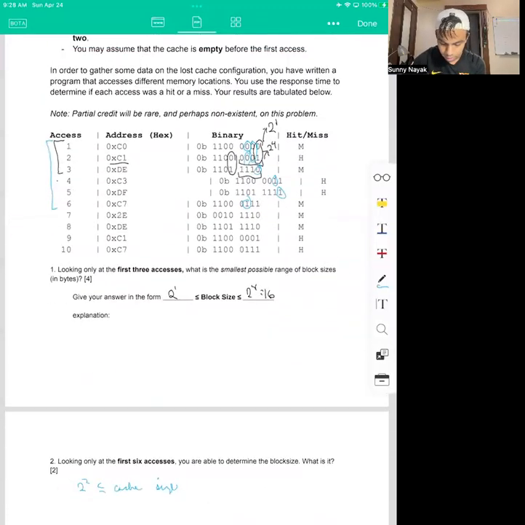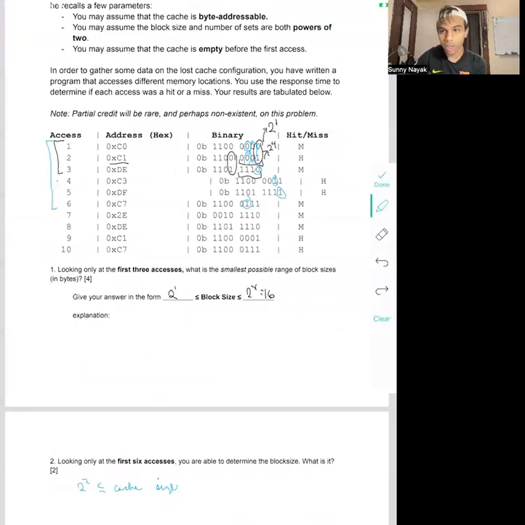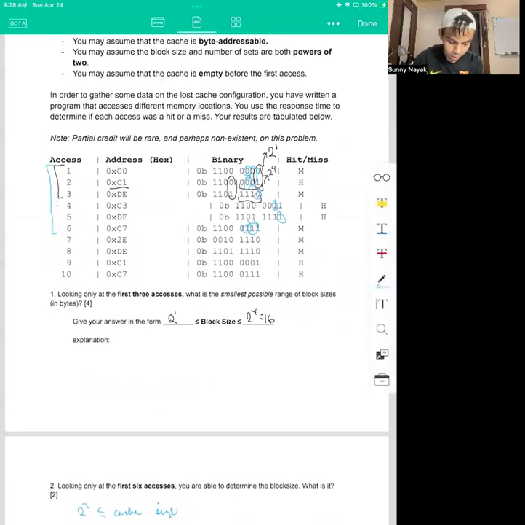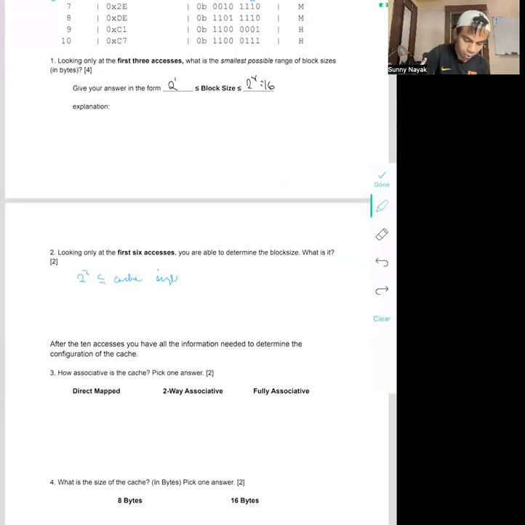In other words, 2 to the 2 is the strict bound that we have, because as long as those last two bits match or are the only two different bits, any potential address is going to belong in the same block. And so what we're going to conclude is that 2 to the 2, or 4, is going to be our cache size.